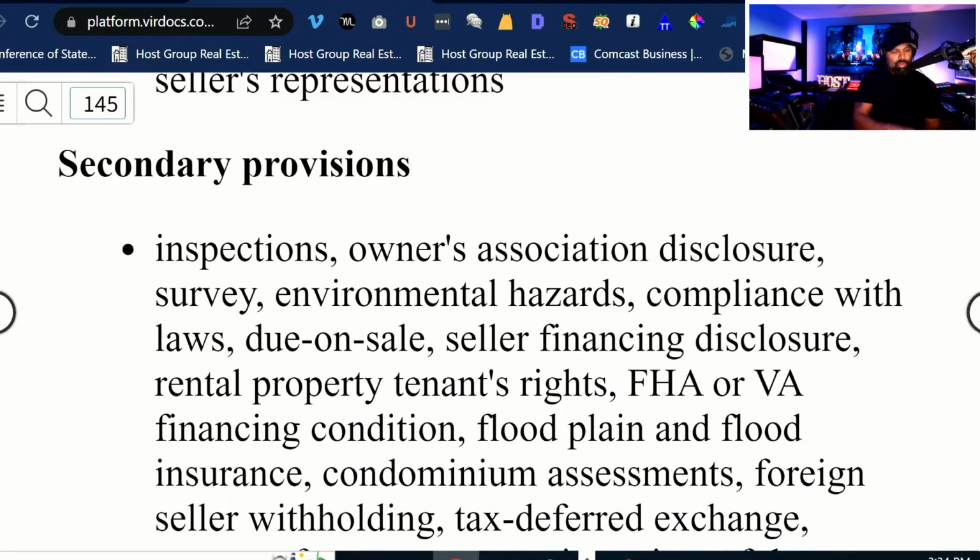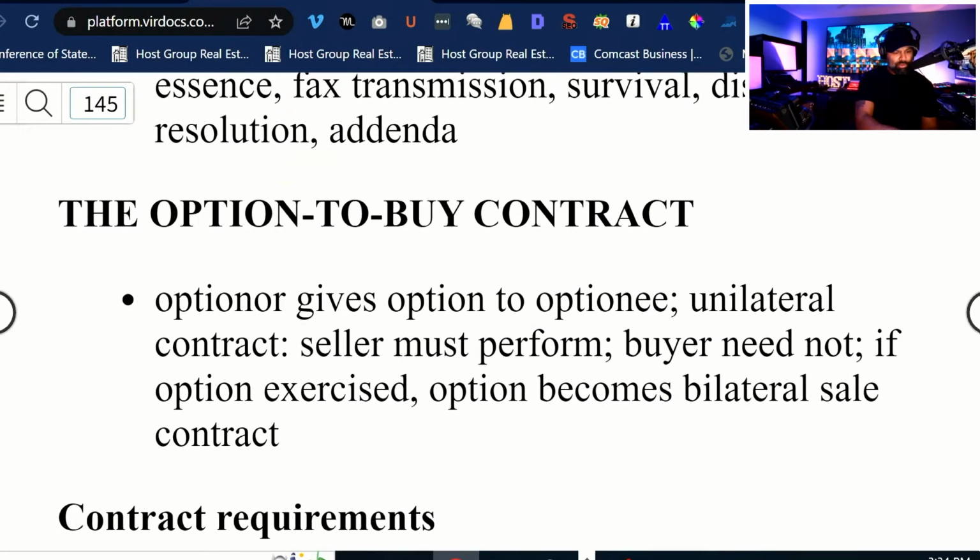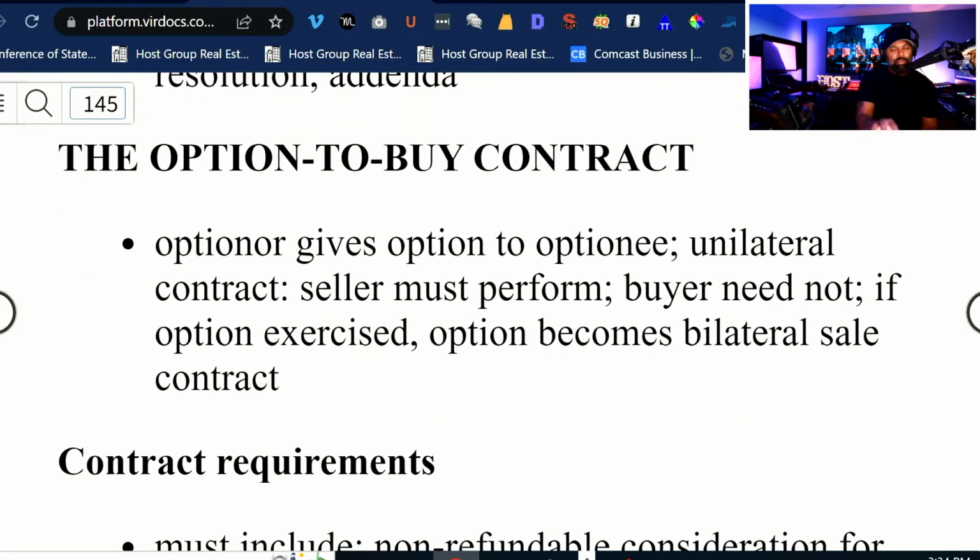Some of the secondary provisions are things like inspection contingencies, owners association disclosures, if any, surveys, environmental hazards, compliance with laws. Due on sale, we defined what a due on sale clause was in this unit. Seller financing disclosures, any rental property tenant rights, FHA or VA financing conditions, floodplain and flood insurance, condominium assessments, foreign seller withholdings, tax deferred exchanges, merger of agreements, notices, time is of the essence, fax transmission, survival, disputes, and resolutions. That was the purchase contract.